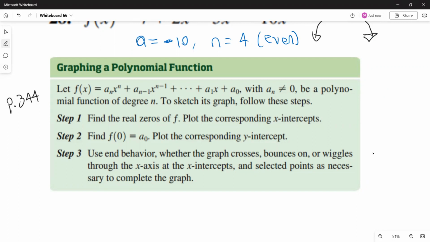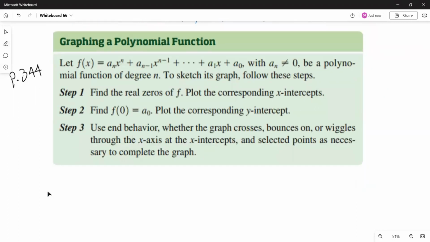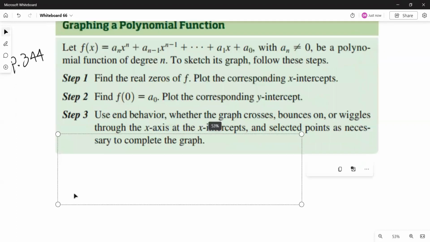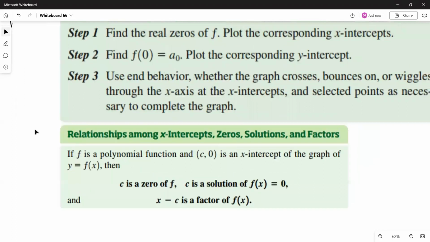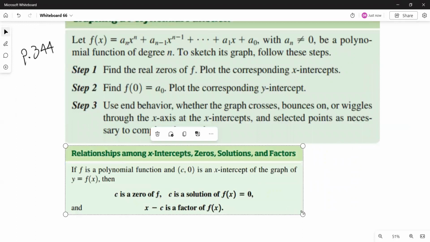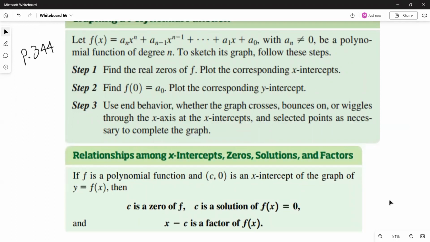Okay, so in the last examples, we're going to graph polynomial functions. And I'm going to copy one more box on page 346 about the factors and the zeros. Okay, so that's page 346.